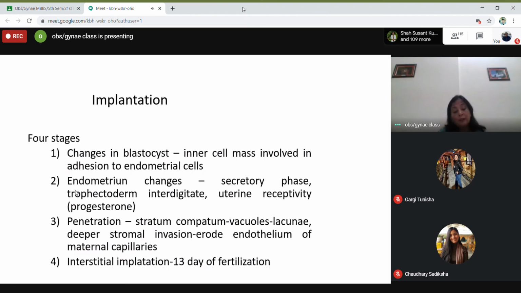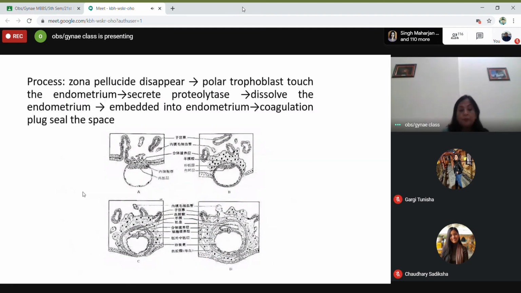And the 4th stage is interstitial implantation, which occurs at the 13th day of fertilization. So the process is that the zona pellucida disappears when the blastocyst penetrates into the endometrium. The zona pellucida will disappear.